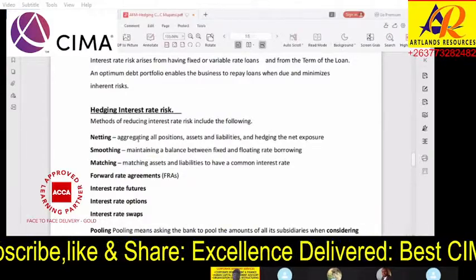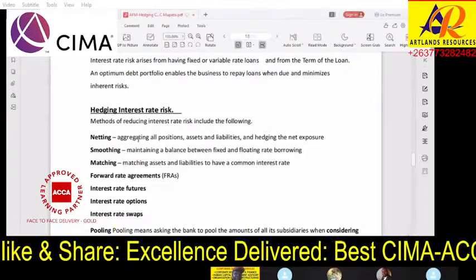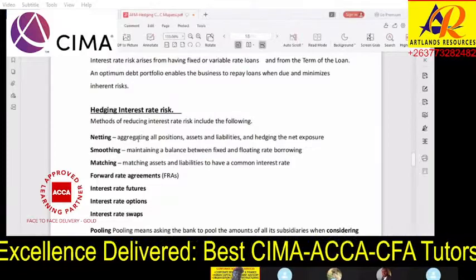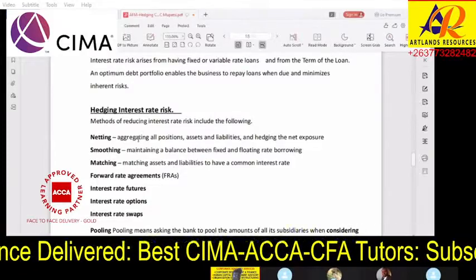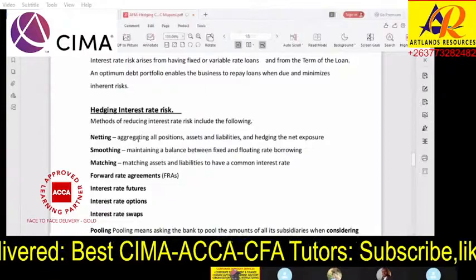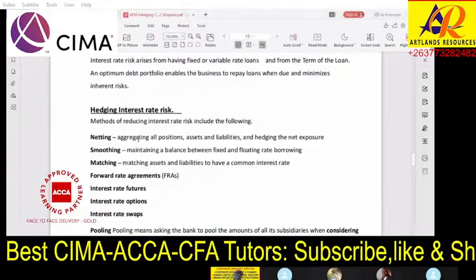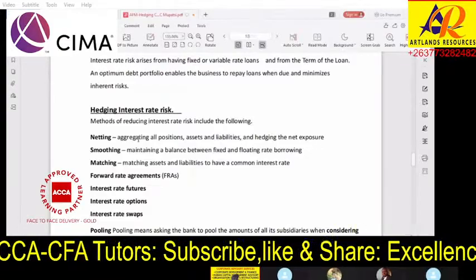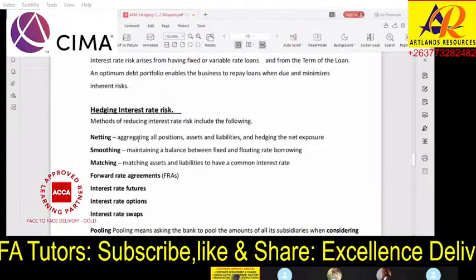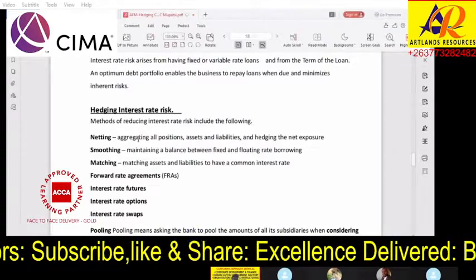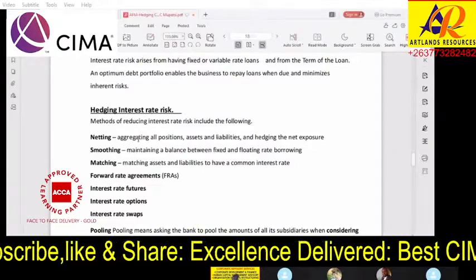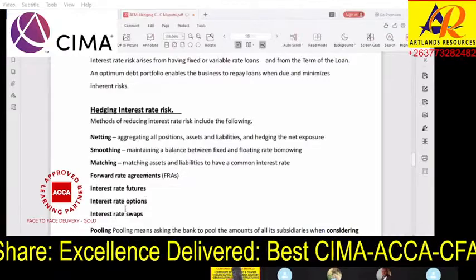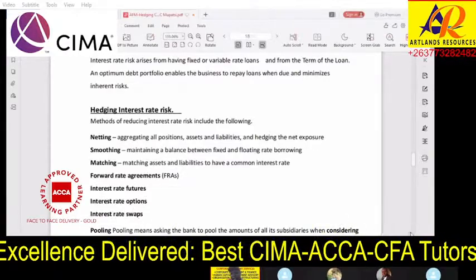Smoothing is where you want to maintain a balance between fixed rate and floating rate loan notes. Matching simply means if you are to borrow at 30% and 20%, you also need to lend money at the same rates. In so doing, you have matched. There are forward rate agreements, interest rate futures, interest rate options, and interest rate swaps. We are going to discuss these as we go.